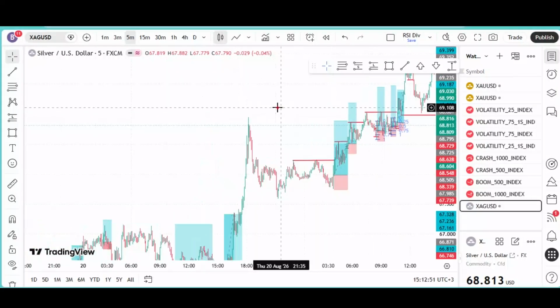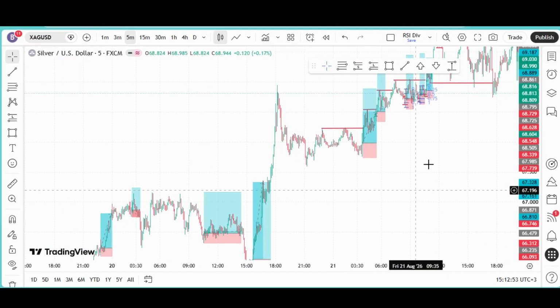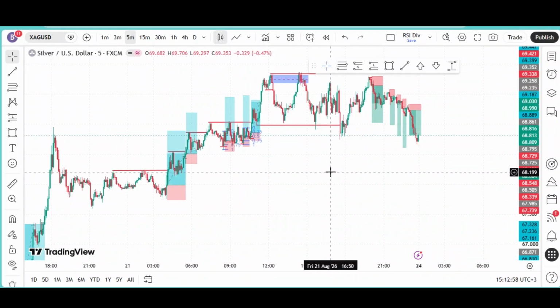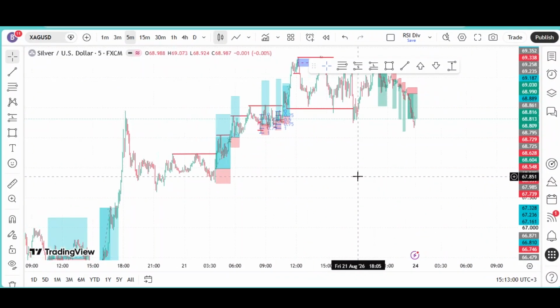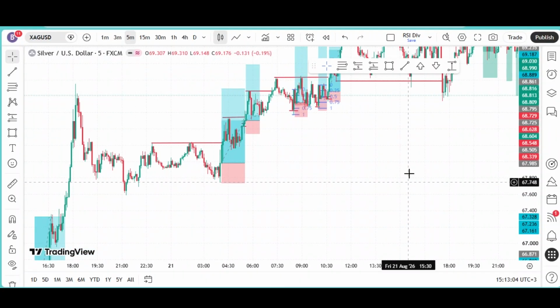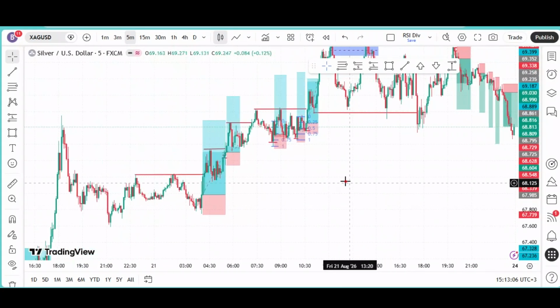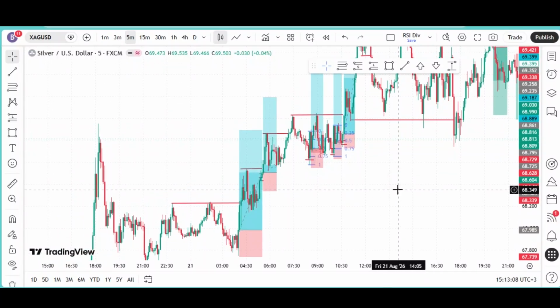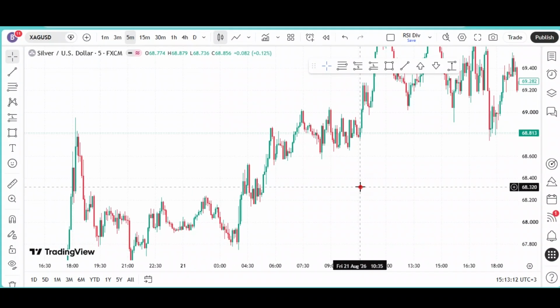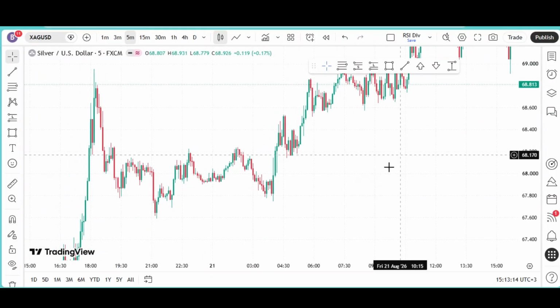So here is another tutorial of how you can use the candle manipulation model to stack entries or even to get multiple entries in a specific direction. So let us use this minute market structure here. I'll just remove all the drawings and show you. So we have an assumed bullish market structure.